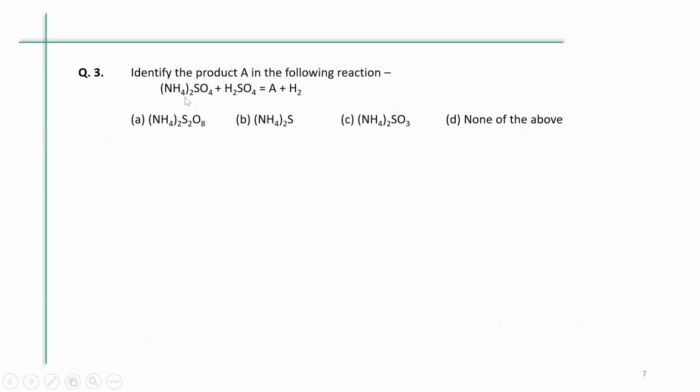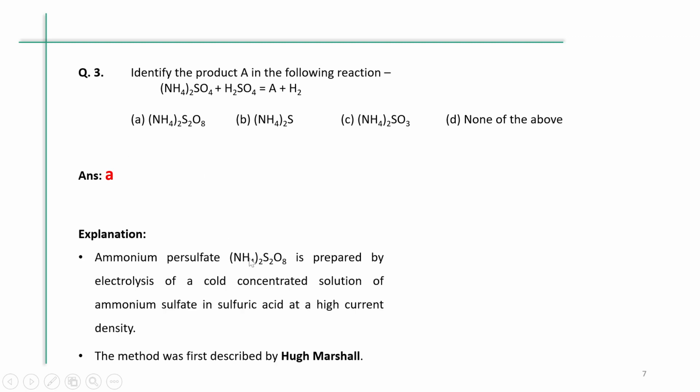Okay, now here is one chemical reaction given: (NH4)2SO4 plus H2SO4. What will be the product along with the elimination of H2? This product will be ammonium S2O8, that is ammonium peroxide, or ammonium sulfide, or ammonium sulfate, or none of the above. So the answer is this one, ammonium persulfate.